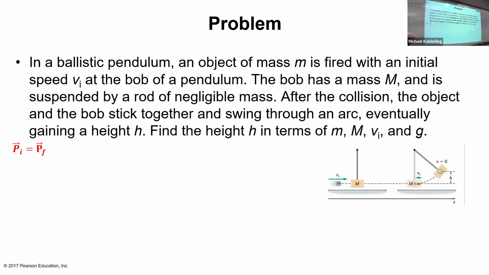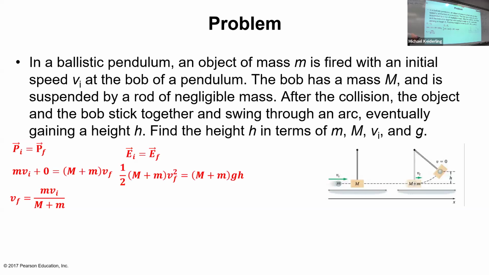So initial momentum equals final momentum. So m v initial plus 0 equals big M plus little m times v final. So v final is m v initial over big M plus little m. Initial energy here equals final energy. So 1/2 big M plus little m v final squared equals big M plus little m times gh. So h equals 1 over 2g v final squared.